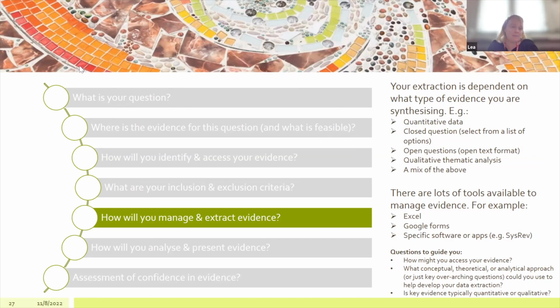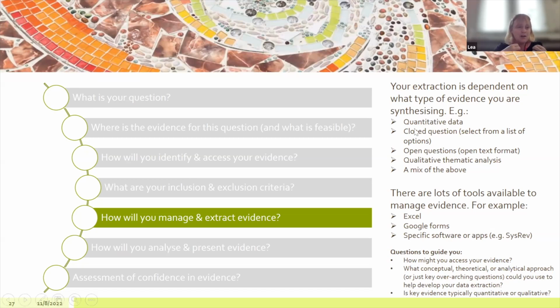Actually, you can and probably should also be systematic about how the evidence is managed and extracted and what you're asking of the literature. Because again, in these systematic evidence syntheses, the literature is just not revealing its insights to you. You're in charge of asking questions of the literature. And how you extract depends on the type of evidence you're synthesizing and what your questions are.